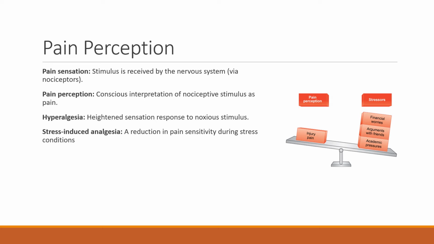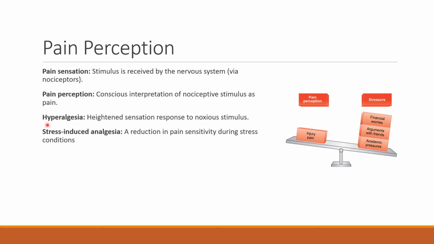And so that then brings us to the discussion of pain perception and different factors affecting pain perception. First and foremost, pain sensation is the stimulus received by the nervous system, or nociception, right? So this is nociception and the stimuli there. Pain perception then is what we call pain, the conscious interpretation of painful stimulus that can be affected by all sorts of different things, right?